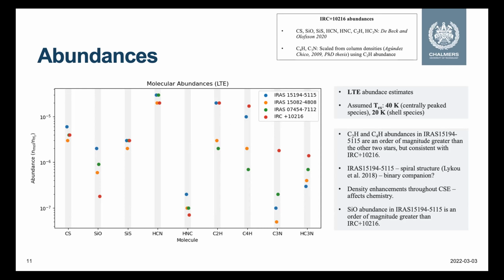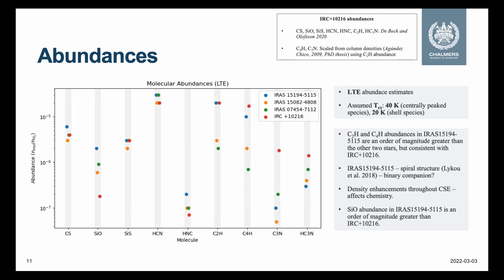Yes, I think the main reason for this could be that IRC 15194 has been found to have a spiral structure like we saw earlier, which could cause density enhancements intermittently, which could lead to a higher abundance.